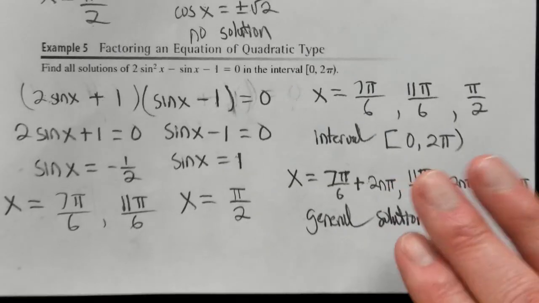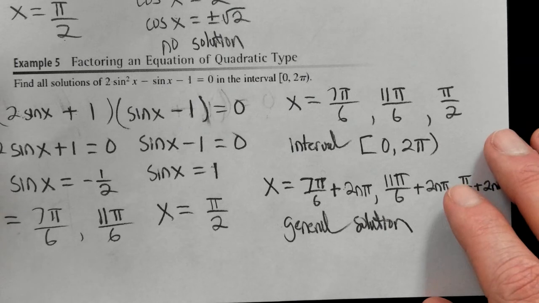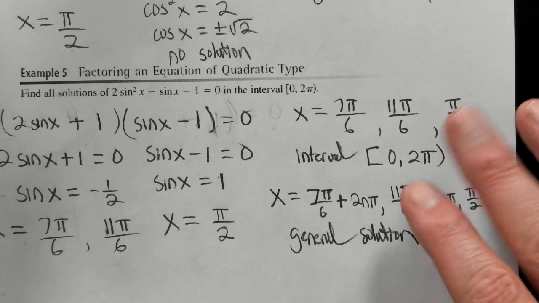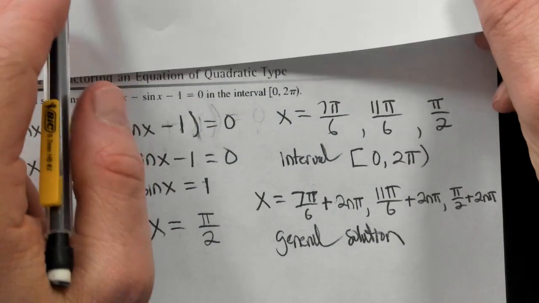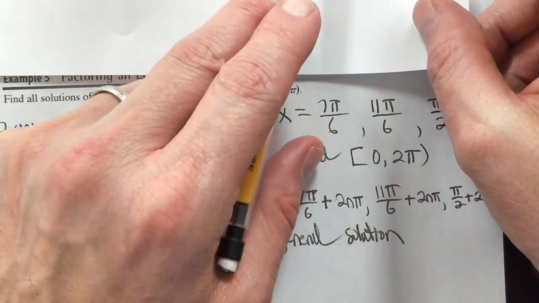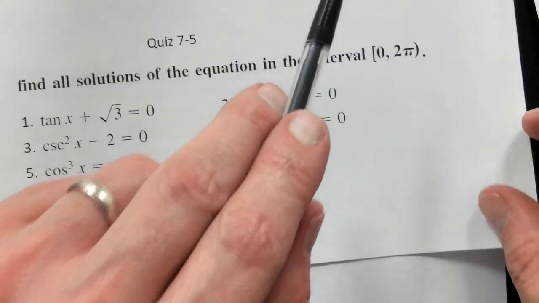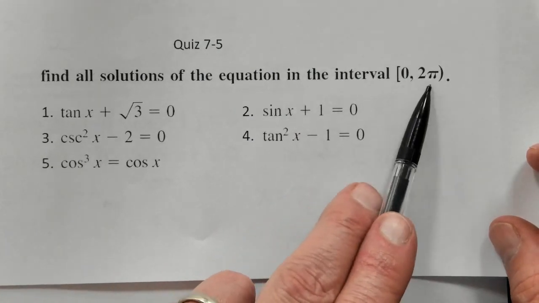All right, so like I say, when you're solving these equations, there's a lot to make sure that you take into consideration. And there's one more thing that I do want to make sure that I point out to you, and that would be this. On the quiz, it says find all solutions of the equation in the interval from 0 to 2 pi.